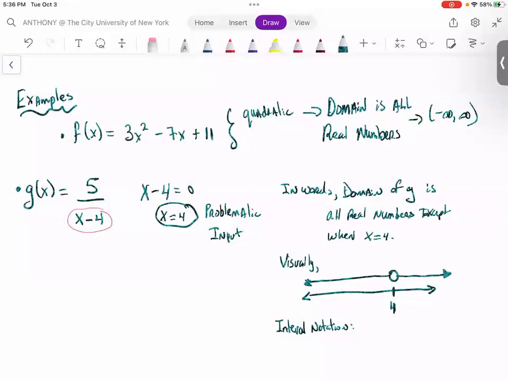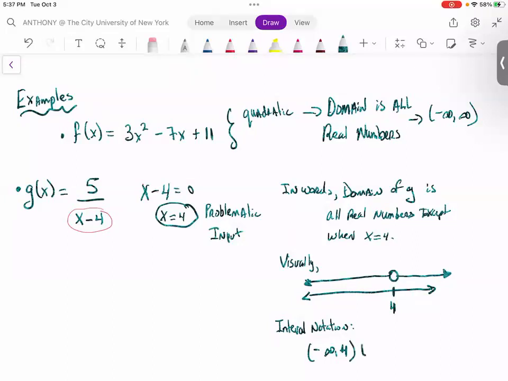Nope. That's right. So for the first interval, we can say negative infinity to positive 4, because that's everything to its left. And for negative infinity and positive infinity, we always use parentheses. Now, because 4 is being excluded, we use an open parenthesis as well.